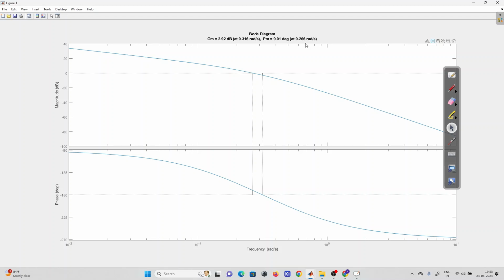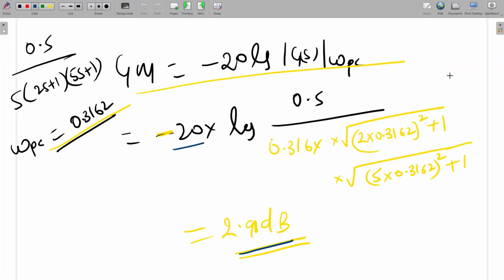Is it correct? I think correct only. Already we have calculated. So 0.266, 9.01 and 0.316, 2.92. Is it clear to all? Yes, sir. Okay, so I'm moving to the next question.